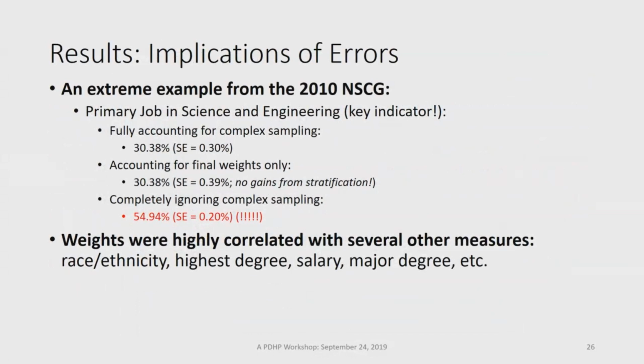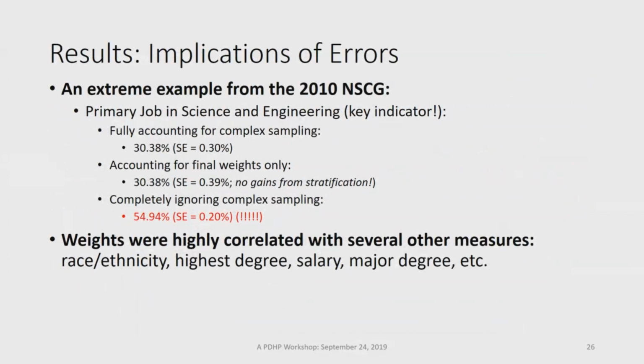Back to Jeff's earlier comment, they explicitly say we oversampled people with jobs in science and engineering, to make sure that our sample sizes were large enough for research on that subpopulation. It's clear as day, right up front in the documentation. When you analyze an indicator from the NSCG of whether your primary job is in science and engineering, which is a key indicator for data users, if you fully account for complex sampling, your weighted estimate of the proportion of the population with a primary job in science and engineering is about 30.4%, with a rather small standard error.